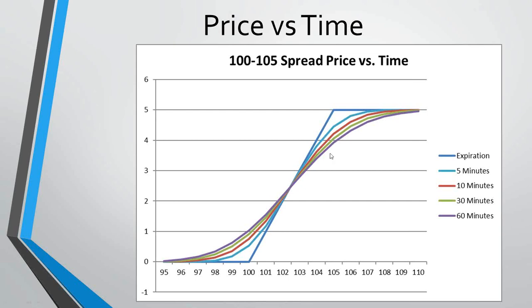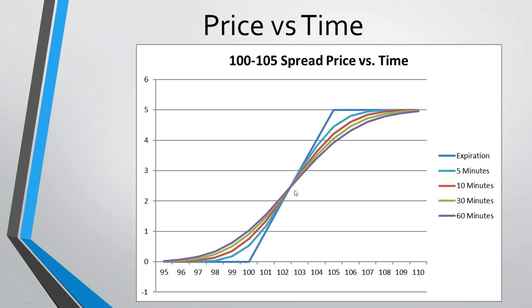If the underlying were not to move, time as it passes, time decay actually helps you up here. Where it hurts you down here, it helps you up here because the spread, if the underlying stays right at 105, every minute that technically passes, you make some of that extrinsic value, so the spread increases in price even if the underlying's not moving.